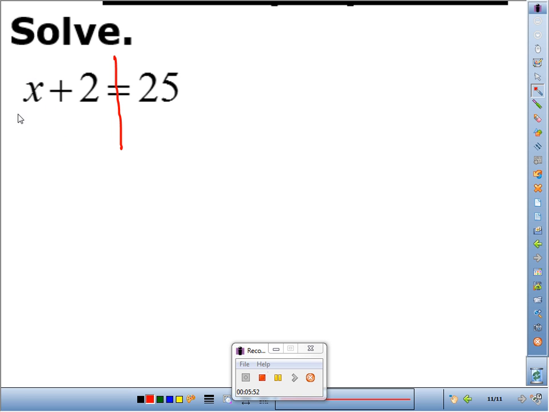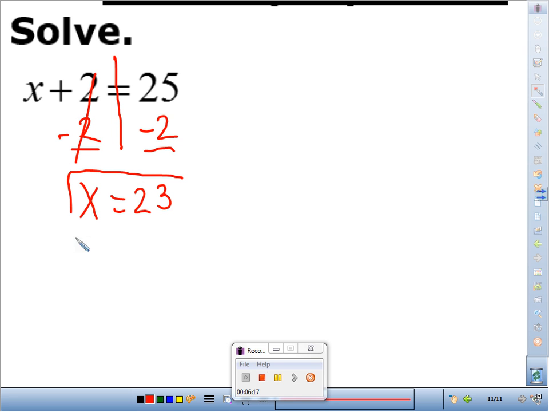Step 2 means isolate. We mean that we need to leave the variable by itself. So what do I need to do here to leave the variable by itself? Subtract the opposite or use inverse operation. So we subtract 2. Therefore, x equals 23. Copy that, please.